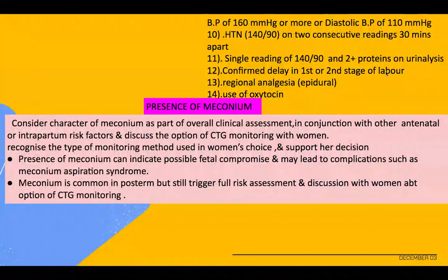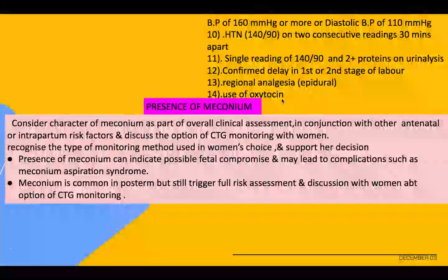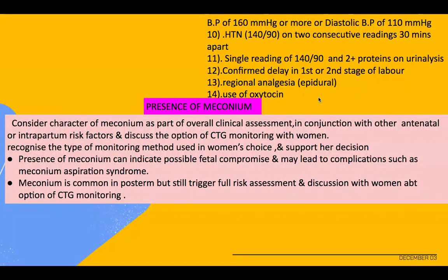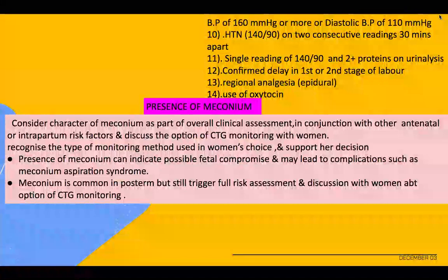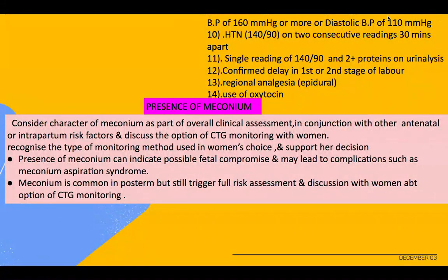Confirmed delay in the first or second stage of labor, regional analgesia, use of oxytocin. Once Syntocinon has been started, you have to start CTG. Can anyone tell me what are the other prerequisites of starting oxytocin? Whenever in the scenario you are starting oxytocin for the patient, what 2 things do you have to choose? If anyone can unmute and tell me.